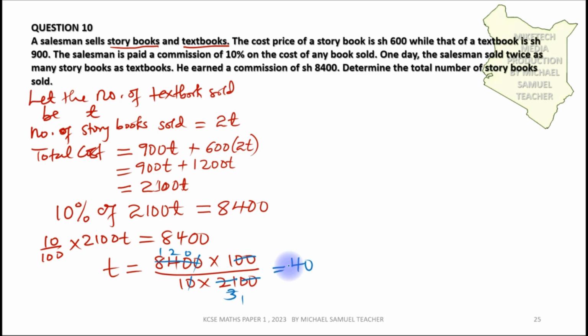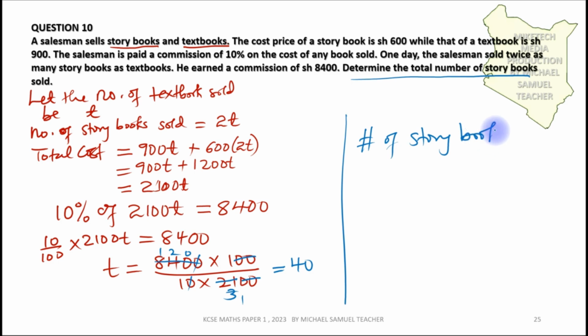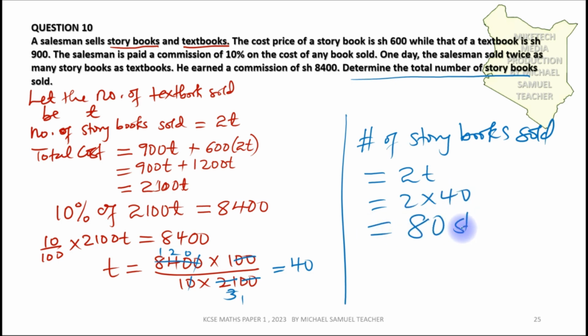Therefore, have we answered the question? The total number of storybooks. So the number of storybooks sold will be equal to 2T, and therefore 2 times 40. So there were 80 storybooks sold.